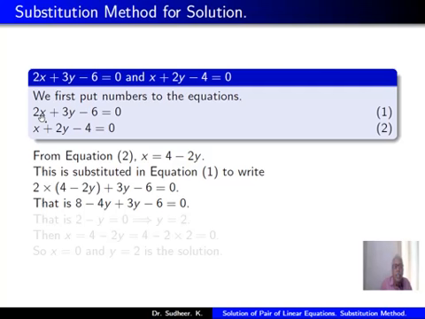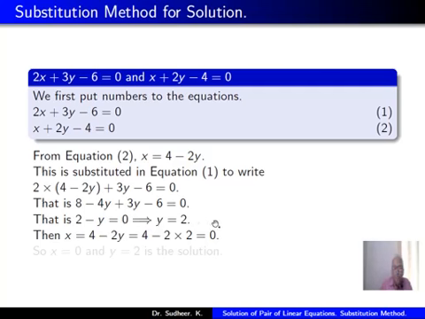2 into x. What is x? x equal to 4 minus 2y. So 2 into 4 minus 2y plus 3y minus 6 equal to 0. That is 2 into 4, 8, minus 2 into 2y, that is 4y, plus 3y minus 6 equal to 0. And this is simplified. 8 minus 6, that is 2, minus 4y plus 3y, that is minus y, or 2 minus y equal to 0, which implies y equal to 2.